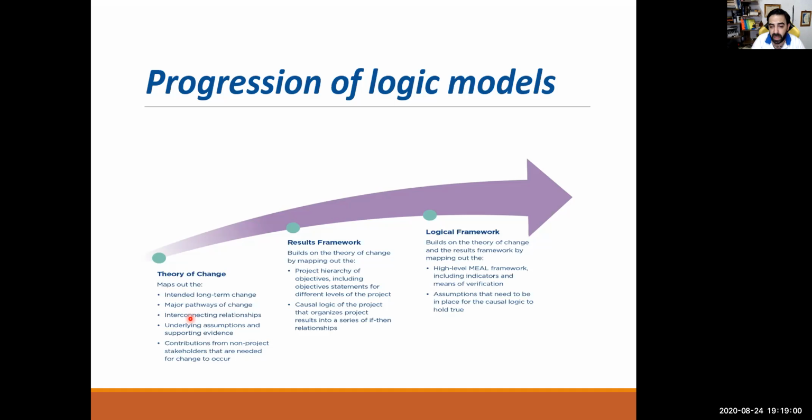It builds on theory of change by mapping out the project hierarchy of objectives, including objective statements for the different levels of the project, and the causal logic of the project that organizes the project results into a series of if-and-then relationships. And the LFA is a high-level MEAL framework, same as what we saw. A lot of us used to work on LFAs, like logical frameworks, and you can download one. You just search for a logframe and you will find it. It is very easy to build, but sometimes it is hard because you have to have imagination about what the goals are, what the objectives are, and how you want to reach them. So when you are creating your LFA, you should think about the change and the result.